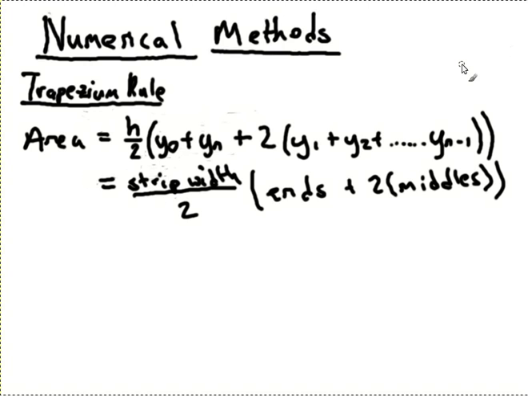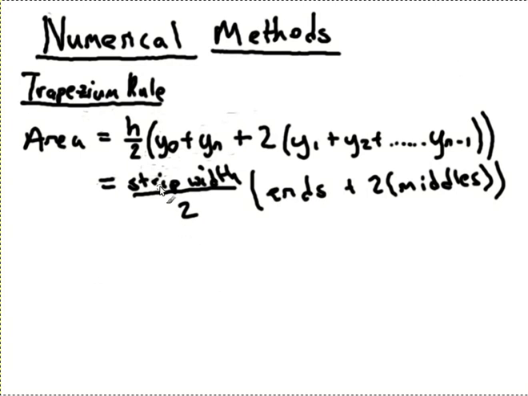The formula is that the area equals h over 2, open bracket, y0 plus yn plus 2 times y1 plus y2 plus dot dot dot all the way up to yn minus 1. Now, that formula is actually quite difficult to remember, and that's why I prefer to teach my students a slightly different way of looking at it, or actually it's exactly the same. I'm going to try and interpret that formula for you.